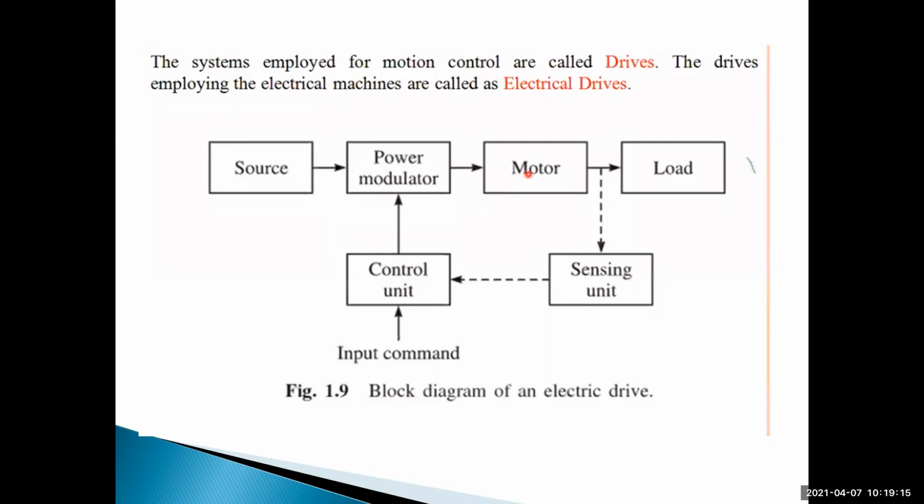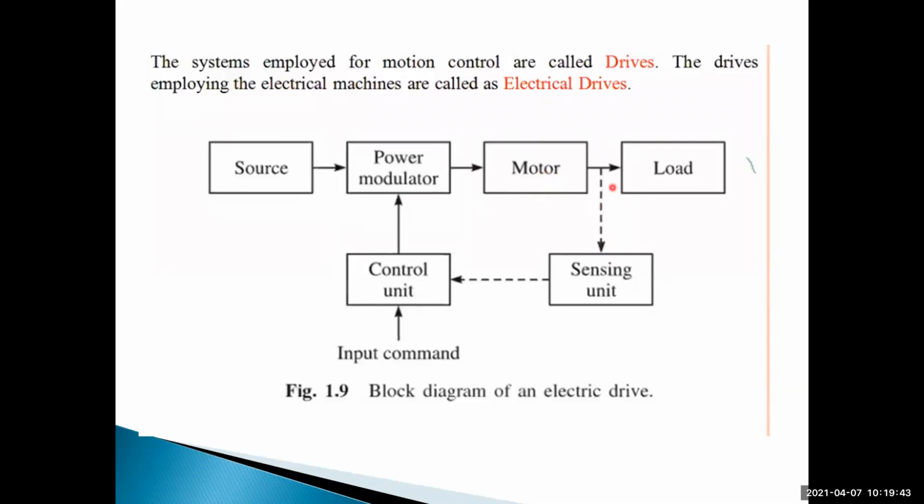Because of the heavy load and because of inertia in the traction system, during starting condition very high torque is required. To move the train locomotive, high starting torque is required at the starting condition.